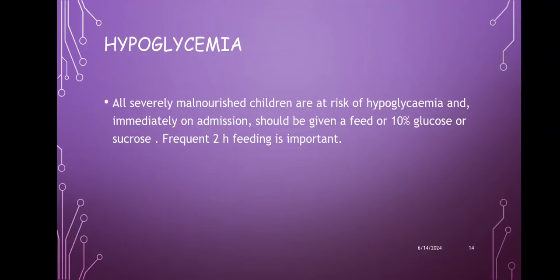So we start by managing the first sign or symptom of severe acute malnutrition, which is hypoglycemia. All severely malnourished children are at risk of hypoglycemia, and immediately on admission they should be given a feed or 10% glucose or sucrose. Frequent 2-hourly feeding is important for such patients.